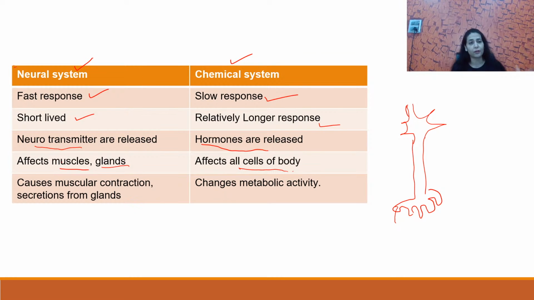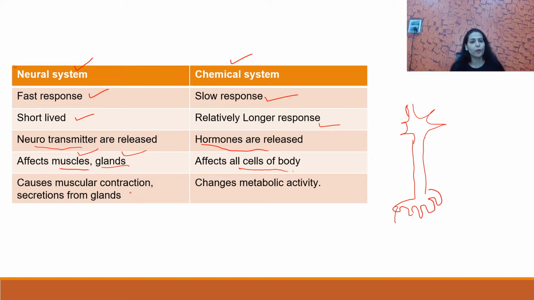Whereas the effect of the neural system is felt on muscles and glands. Muscles and glands are effectors for the neural system. On the contrary, the chemical system can work on all the body cells.